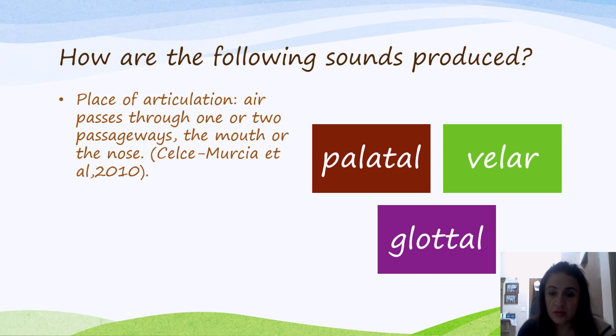Next is the glottal sound, produced at the glottis. The glottis is the space between the vocal cords. For example, the sound h, like help. And the glottal stop, or catch in the voice, is a short pause that you make when you are speaking, like Batman.